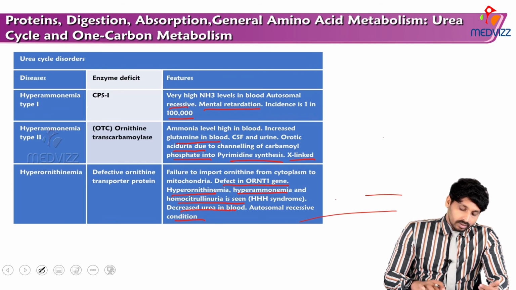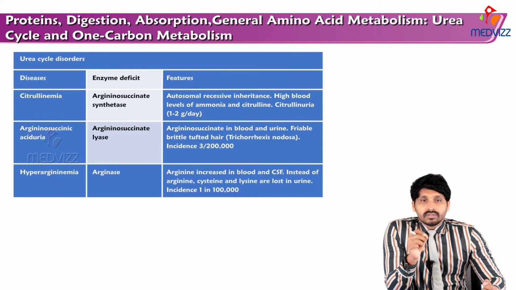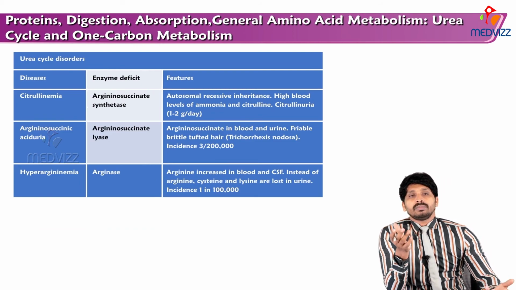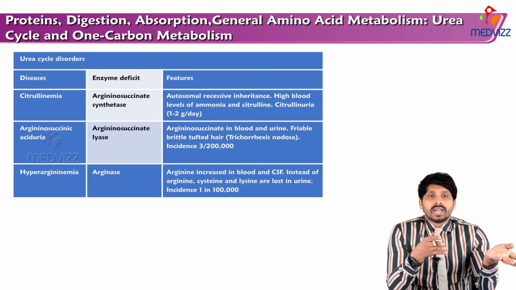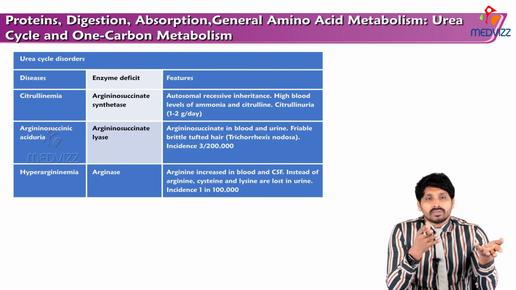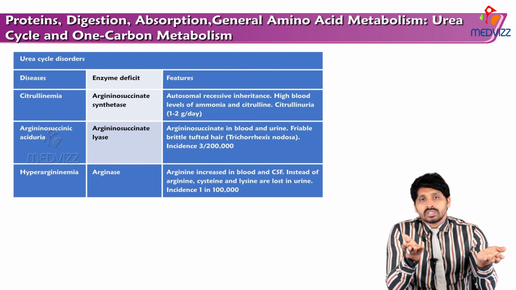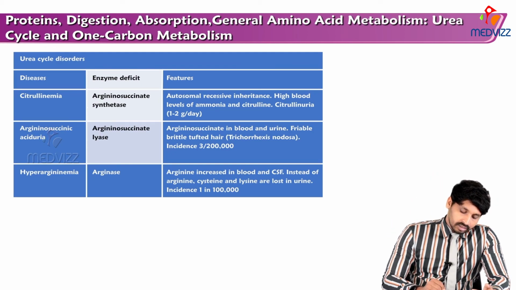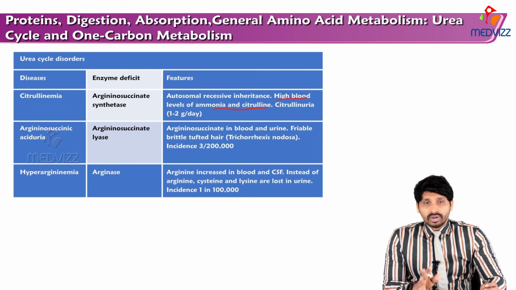Next one is citrullinemia. Citrullinemia is because of deficiency of the enzyme argininosuccinate synthase. Because of this deficiency, aspartic acid cannot be added to citrulline, so the whole molecule of citrulline accumulates, and you can see excess amounts of citrulline in the blood causing citrullinemia. It is also autosomal recessive inheritance, with high blood levels of ammonia and citrulline. You can see citrullinuria, 1 to 2 grams per day.